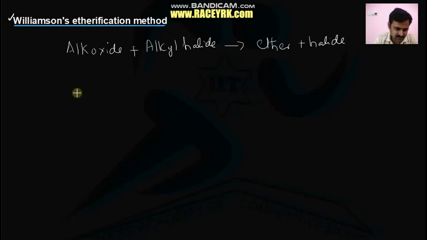When this alkoxide ion is treated with an alkyl halide, as you know, a primary alkyl halide, secondary alkyl halide, and so on, there will definitely be formation of an ether with the separation of the halide ion. This is the main theme of the reaction. In this reaction, the alkyl halide is called a substrate, and the alkoxide ion we call a nucleophile.